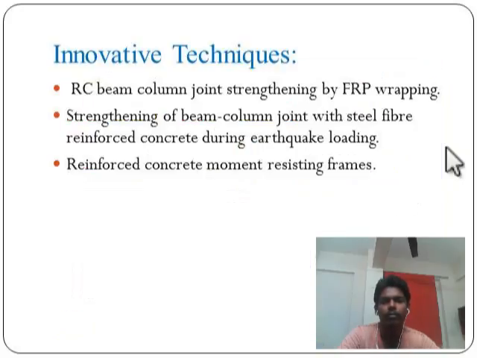One of the innovative techniques is RC beam column joint strengthening by FRP wrapping. Strength of the beam column joint with steel fiber reinforced concrete during earthquake loading. Reinforced concrete moment resisting frames.